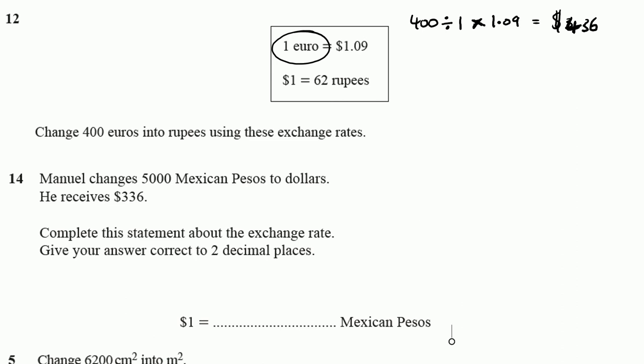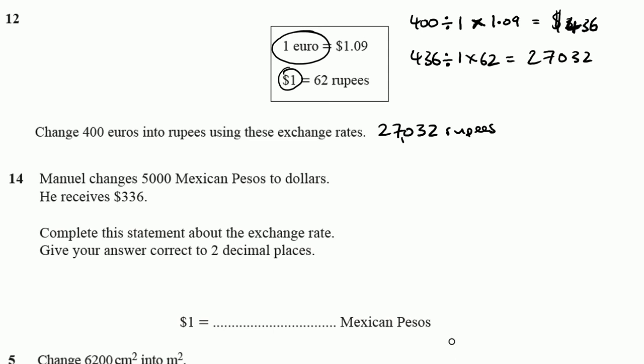Now my $436, I need to get away from those, so I'm dividing by this number down here, the 1, and timesing by the rupees number, 62. So divide by 1 and times by 62, I'm going to have 27,032 rupees. So quite a difficult question to get us started off. We have to go through 2 different exchange rates to do this. And in each case I'm dividing to get away from the currency that I'm in and multiplying to get to the new one.